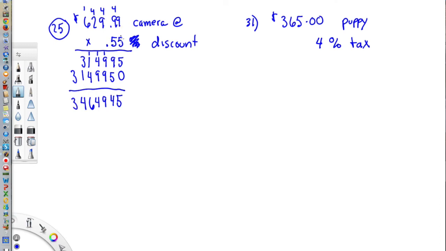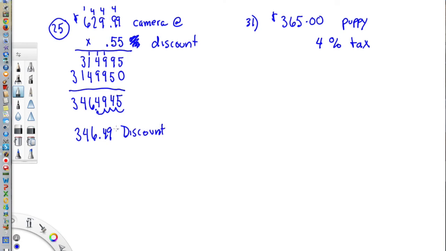I have 1, 2, 3, 4 decimal places in my multiplication problem, so I need to have 1, 2, 3, 4 decimal places in my answer. And I should round this 346 and 49 hundredths to, well, we can keep it right at 49 cents because this 4 will not affect the 9 at all in this digit. So we're just going to say it's approximately $346.49. That is our discount.